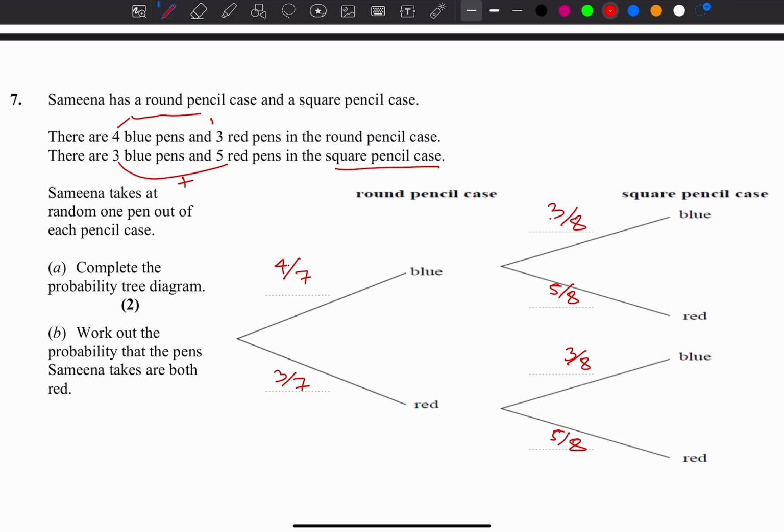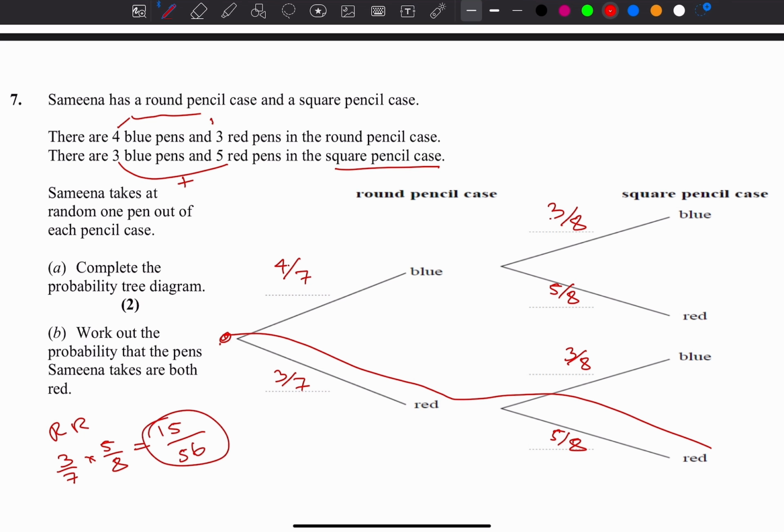Work out the probability that they both are red pens, red and red. How do you do it? You start here, you go to red, then go to red again. 3 over 7 times 5 over 8. 3 times 5 is 15 over 7 times 8 is 56. Very simple.